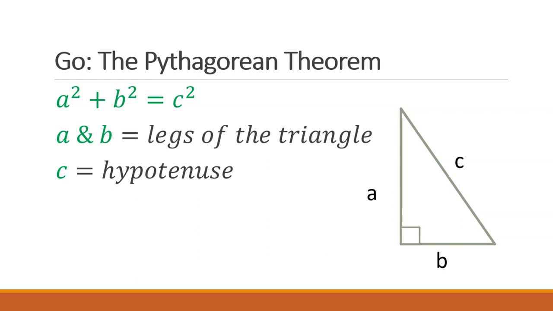Conversely, if the relationship a squared plus b squared equals c squared is true, then you know you have a right triangle. In the Go section, you will use the Pythagorean theorem to find the missing measure of a side length of a right triangle. It is important to remember that the hypotenuse of the right triangle is always the longest side.